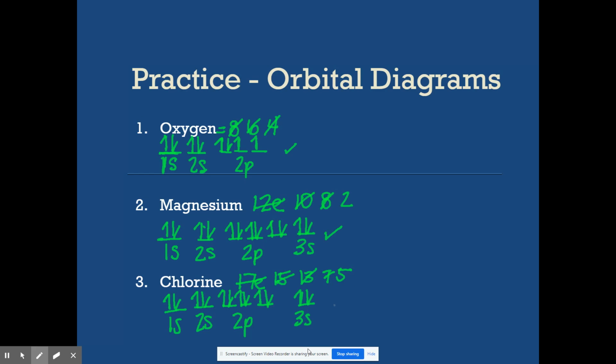After 3s comes 3p. P's get 3 lines, 3 different orbitals. 1, 2, 3, 4, 5.